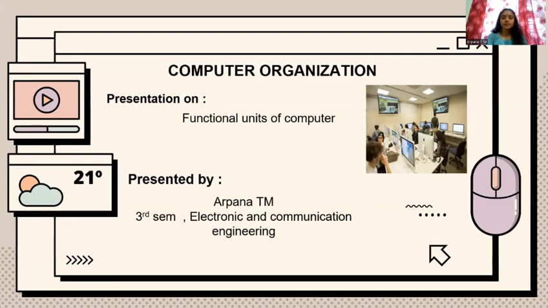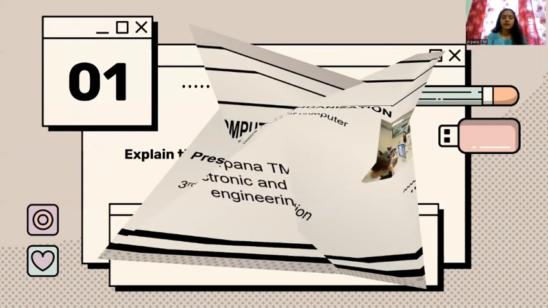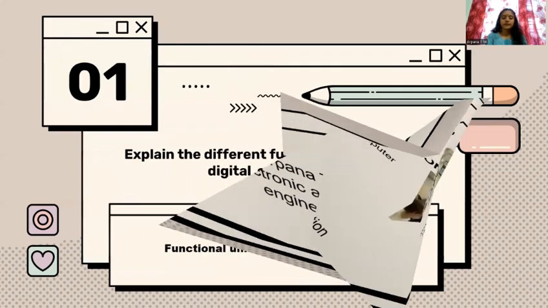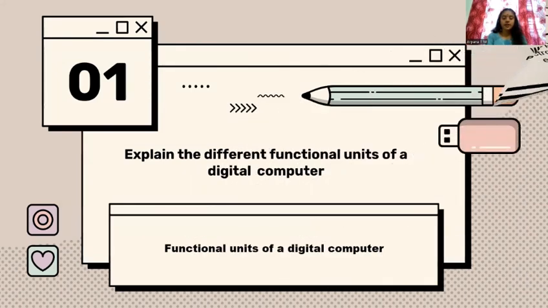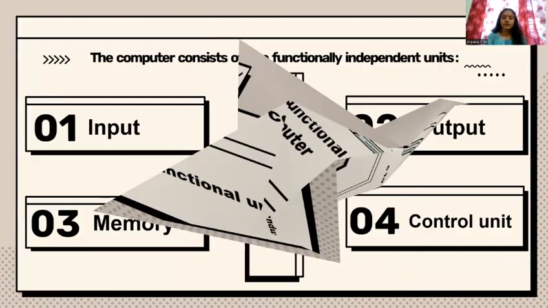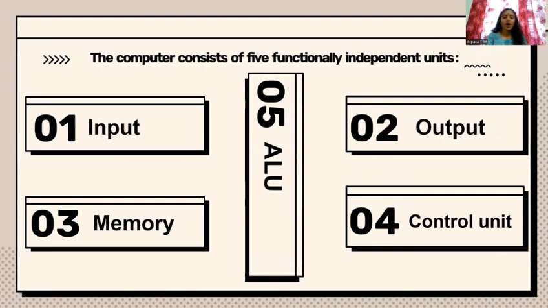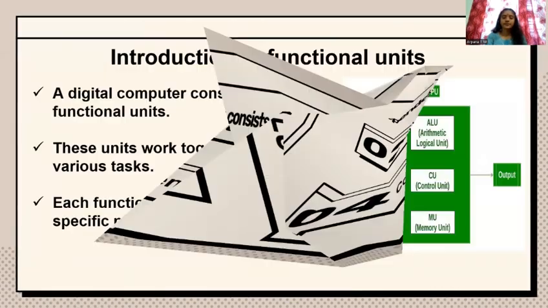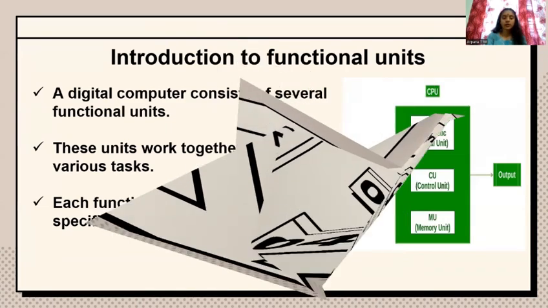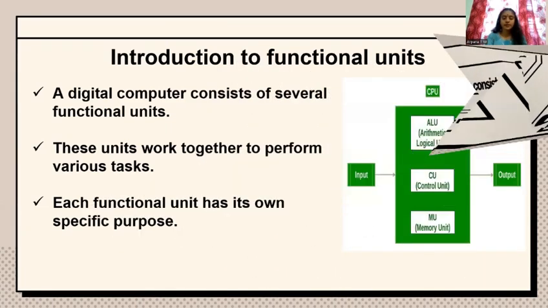So today I am going to explain to you about the functional units of the computer. The different functional units of a digital computer generally consist of five functional units. First is input, memory, output, control unit, and arithmetic logical unit. Let us go on to study the introduction of the functional units.